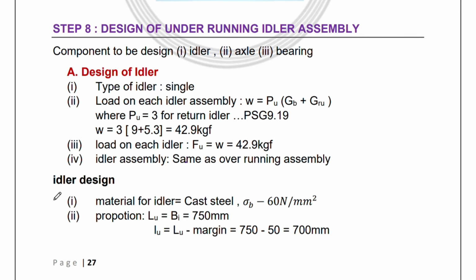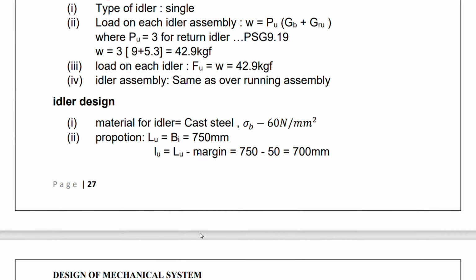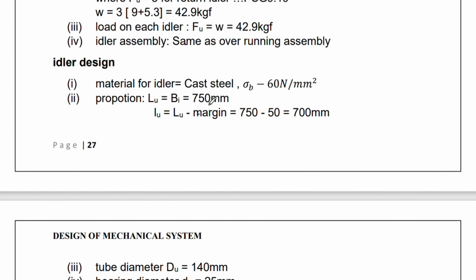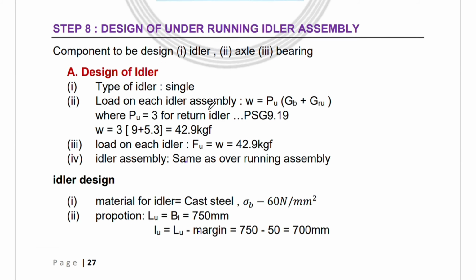So next, begin with the idler design. For idler design we take the material as cast steel, and for cast steel sigma tensile bending stress will be 60 Newton per mm square. So next is proportion. Proportion LU is equal to BI, which is equal to 750 mm, which we have found here.